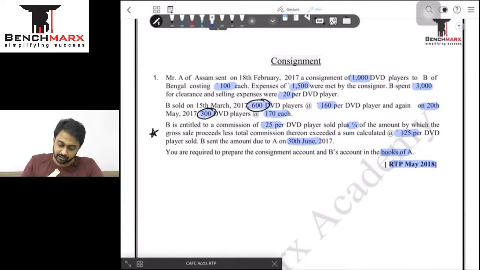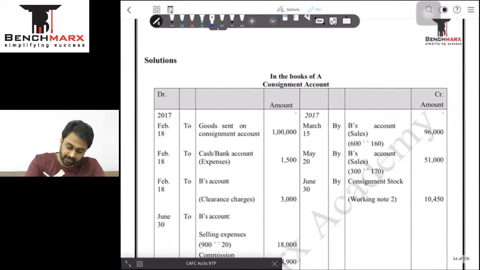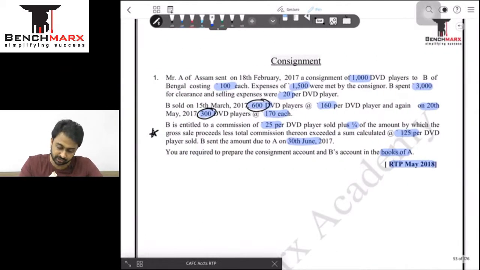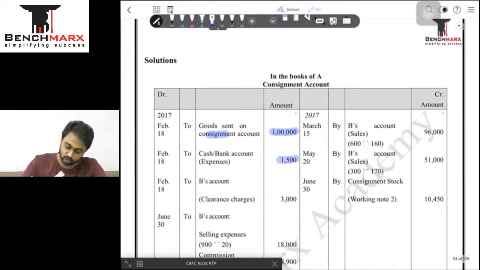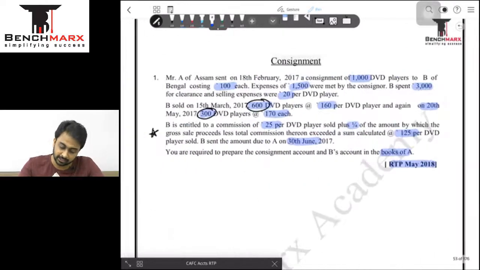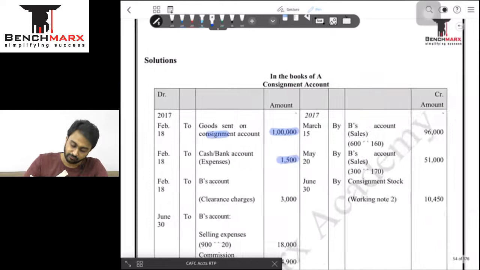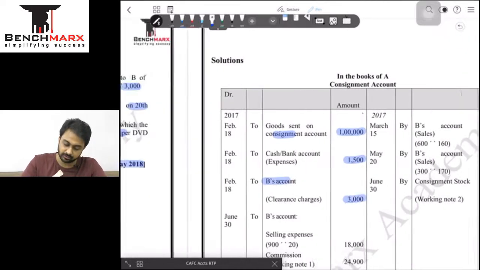Goods sent to consignment is 1000 at rupees 100. That is consignment account debit to goods sent to consignment. That is 1 lakh, coming as 1000 into 100. Then expenses of 1500 were met by the consignor. That is consignment account debit to cash bank. Debit side will have 1500, which is this amount. Let's move ahead. Then B has spent 3000. That means the consignee has spent. The entry is consignment account debit to consignee for rupees 3000. So the consignee's name is B. Amount is 3000. That's sorted.